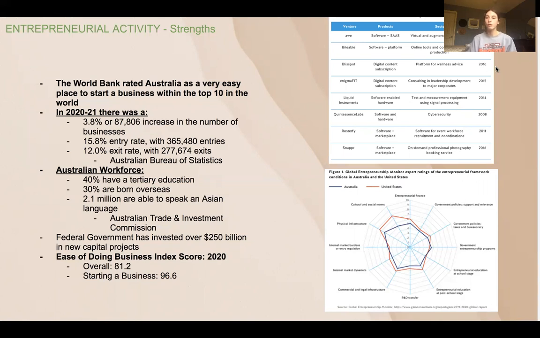When looking at the workforce and the abilities of Australia as a country for conducting your business, 40% of them have a higher education and 30% are born overseas, with 2.1 million able to speak an Asian language. Australia has a very diverse and creative workforce. It's something that they're known for around the entire world. They're extremely innovative and they work really hard, and they are a country that focuses on specialization.